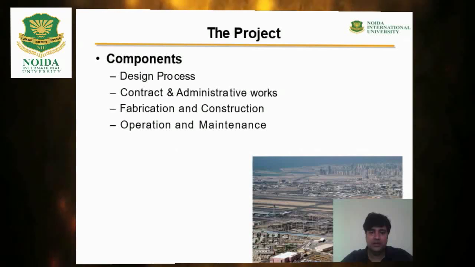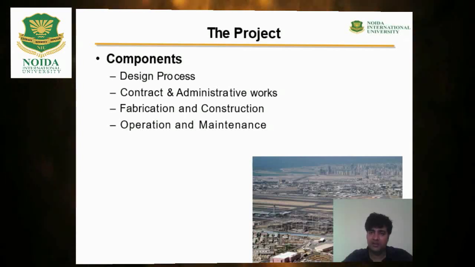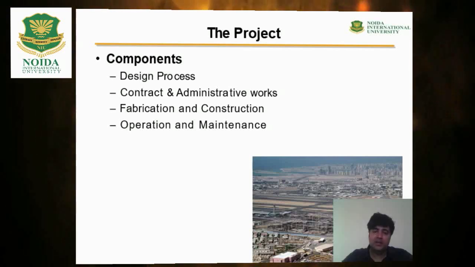A project has four components. The first is the design process, which we have already discussed in the previous class. The second is the contract and administrative work, the third is the fabrication and the construction, and the fourth is the operation and the maintenance. That is the complete project. When you start a project, you start from the design process, and the last part is the operation and maintenance work.